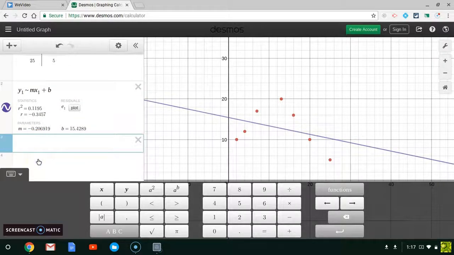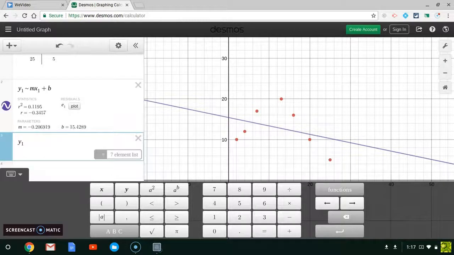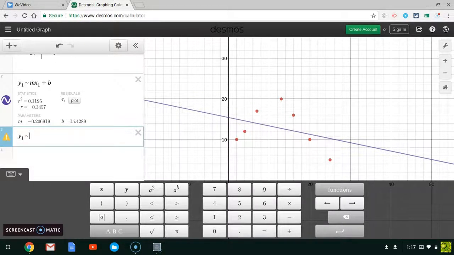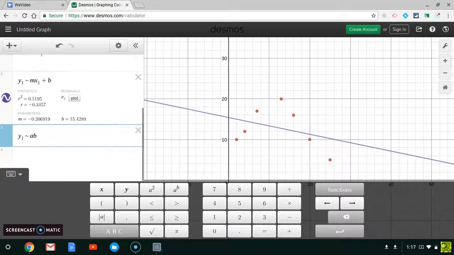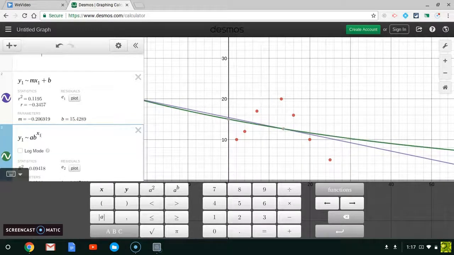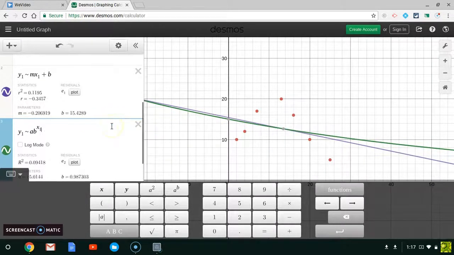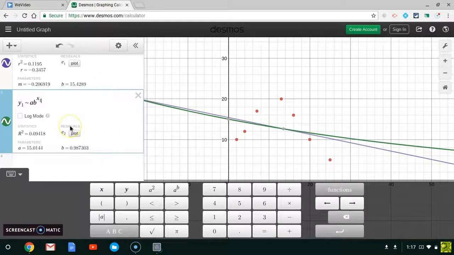So I'm going to go y sub 1, and then this time I'm going to go a times b to the x sub 1 power. Okay, so the green one is the best exponential for this data. And it's not great. It's even worse than the line with our correlation coefficient. It does not correlate very well with this data. So there's a good chance that exponential is not going to be the best fit for this data either. But we need to check.